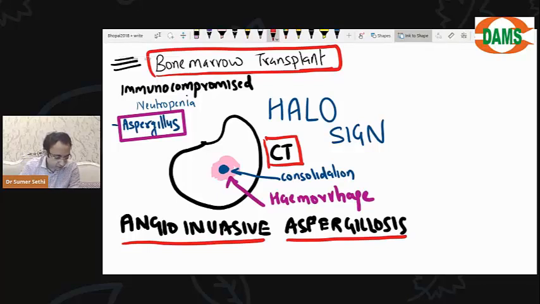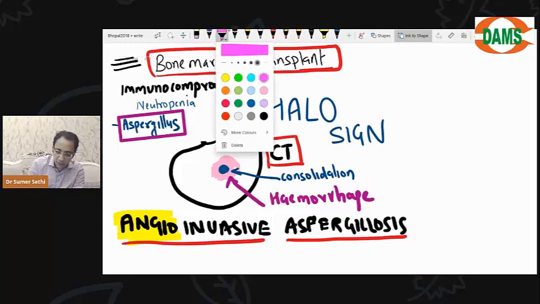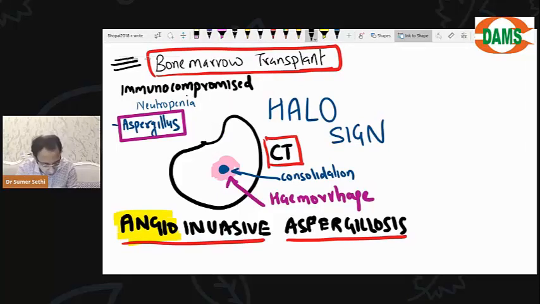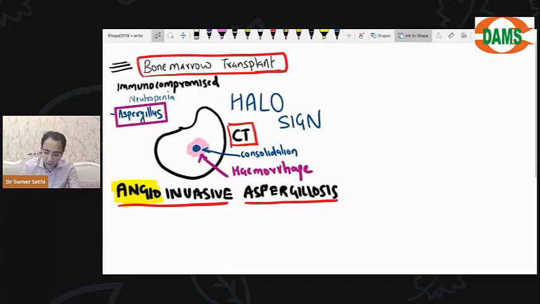Why? Because this fungus is, what did I write? Angio-invasive. Now this Aspergillus fungus in an immunocompromised patient invades the blood vessels. It goes into the blood vessels and causes surrounding hemorrhage. Now I want to clarify here. There is a sign which is called the reverse halo sign.